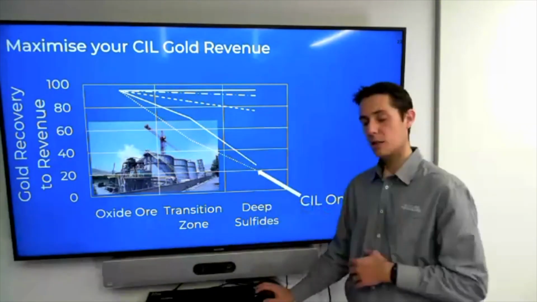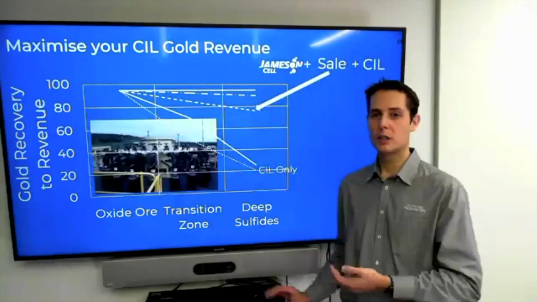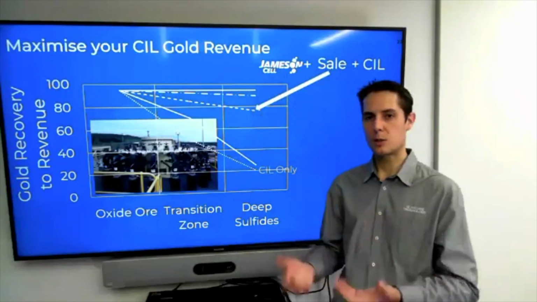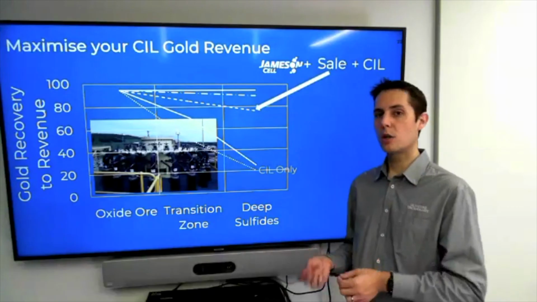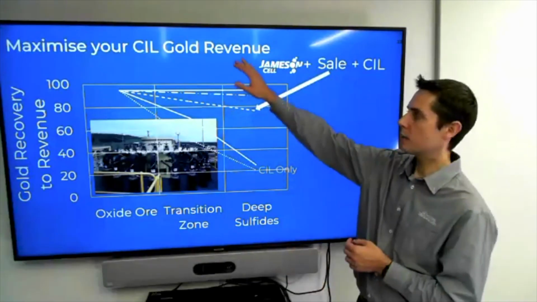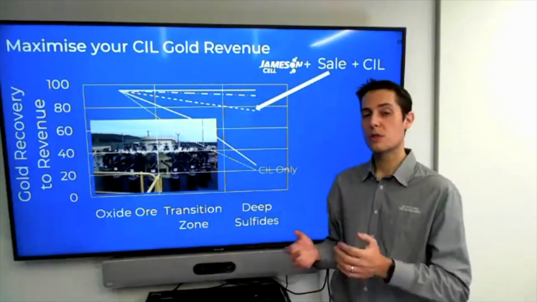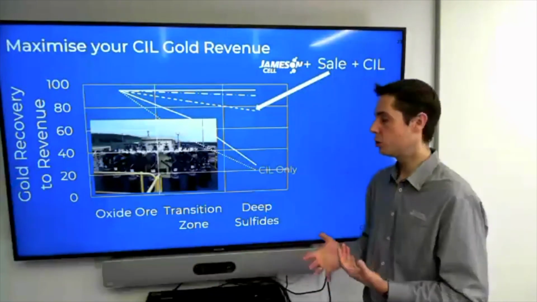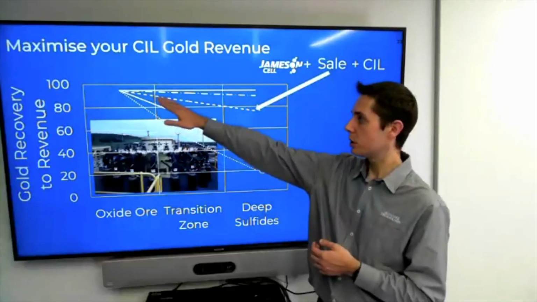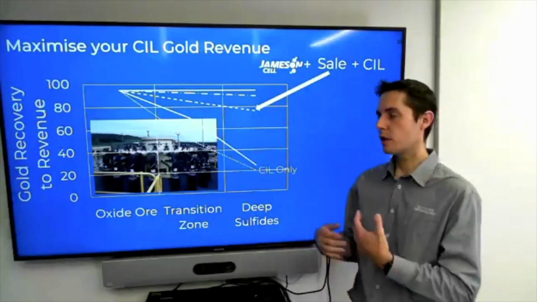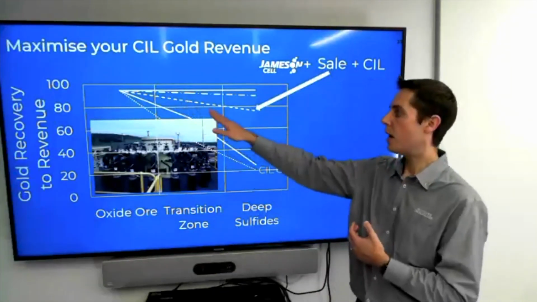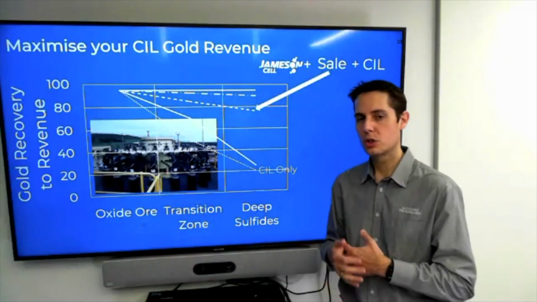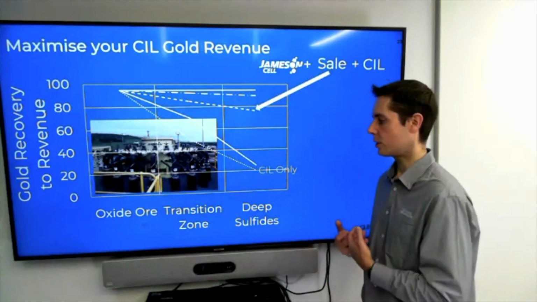Because we're looking at this being a transition to sulfides, really the first step is looking at flotation, implementing our Jameson Cell. Now we will get high gold recovery, but we may not get high gold revenue because of the fact that we have to sell this concentrate to someone else to treat it. And therefore we will still increase our gold recovery to revenue, but we are passing on that profit to another company that is buying that concentrate that we've made from us.